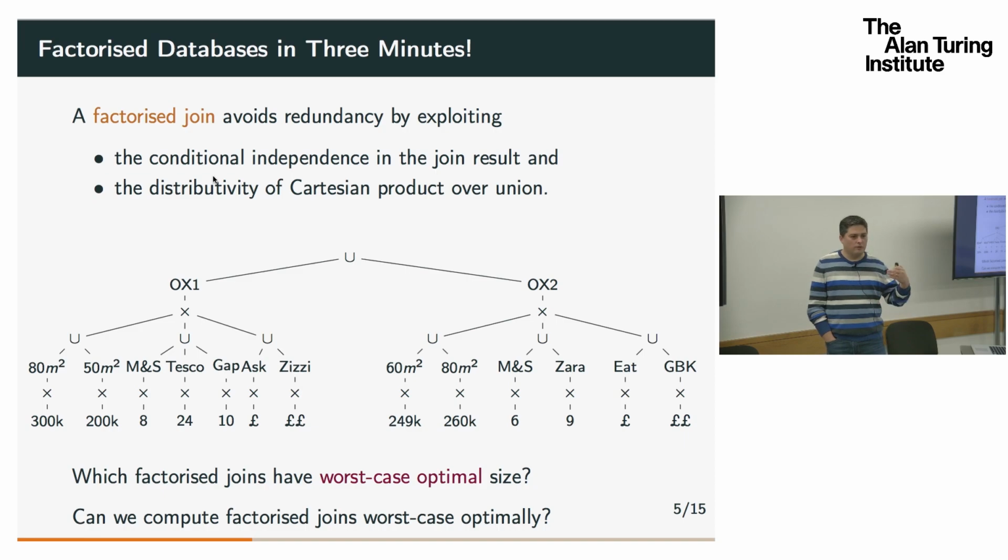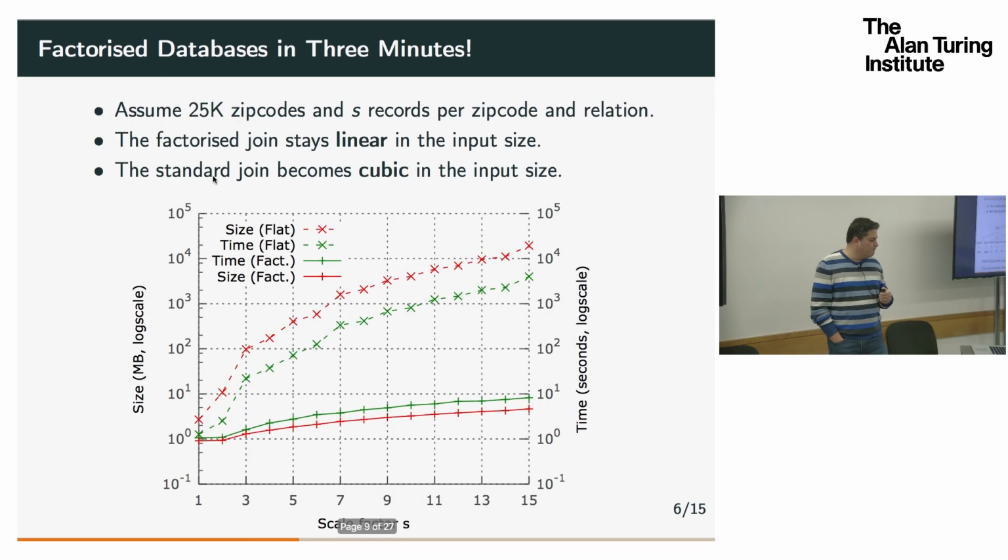Modulo log factor for initial sorting of the tables. But that would be it, right? And that is much, much faster than computing a join materializing as we did on the previous slide. To give you a simple example, imagine those tables I showed you.